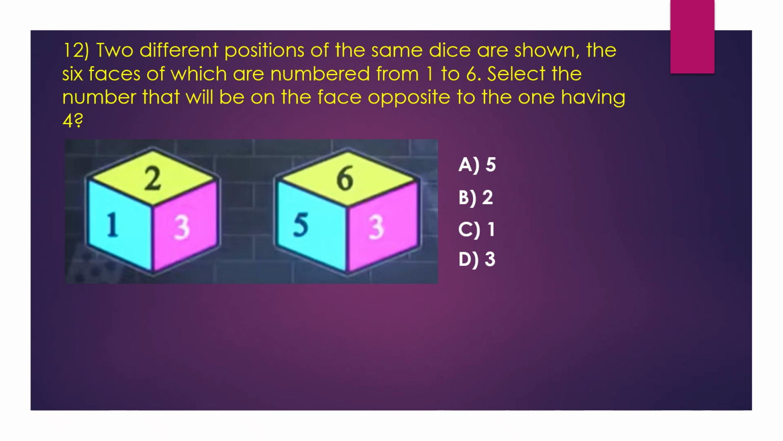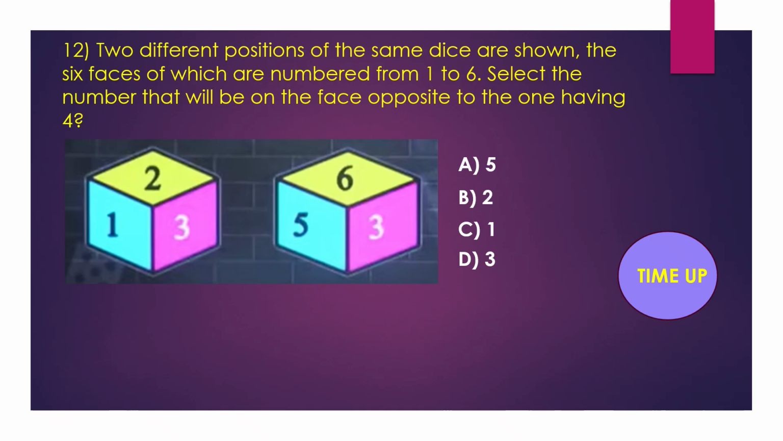Next one on your screen and your timer starts now. Two different positions of the same dice are shown, the six faces of which are numbered from 1 to 6. Select the number that will be on the face opposite to the one having 4. So opposite of 4 they have asked.